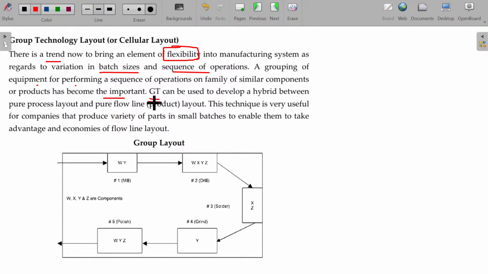GT, group technology layout, can be used to develop a hybrid between pure process layout and pure flow line product layout. It is a hybrid system of process as well as product layout, but it's a much more advanced one. This layout is very useful for companies that produce a variety of parts in small batches, to enable them to take the advantage of economies of flow line. If varieties of products are to be manufactured, then we need to have this.